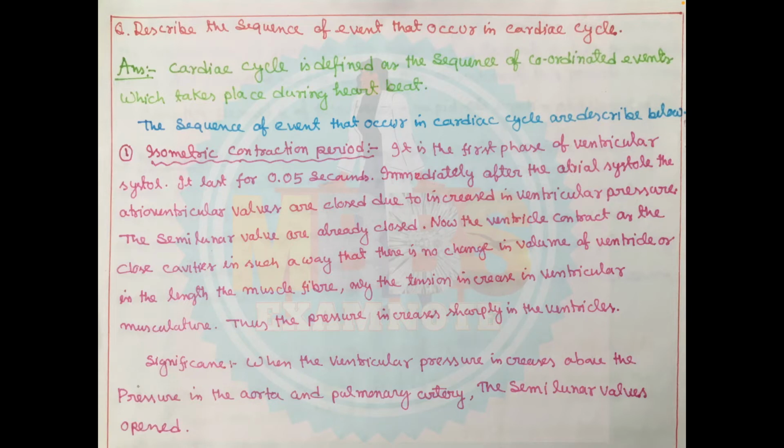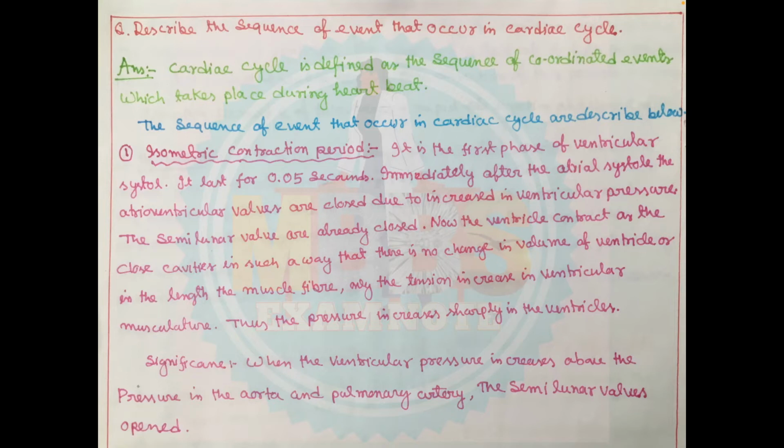Now the ventricle contracts as a closed cavity in such a way that there is no change in the volume of the ventricle or in the length of the muscular fiber. Only the tension is increased in the ventricular musculature. Thus, the pressure increases sharply in the ventricles.